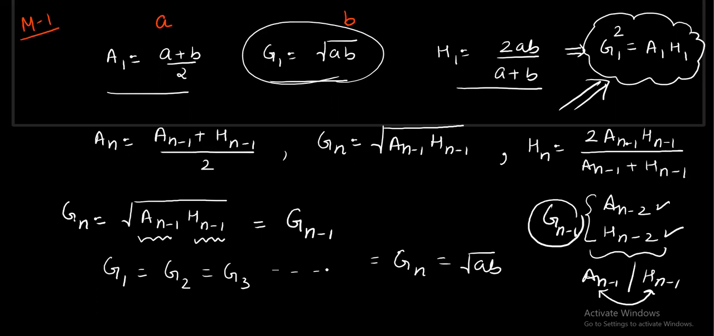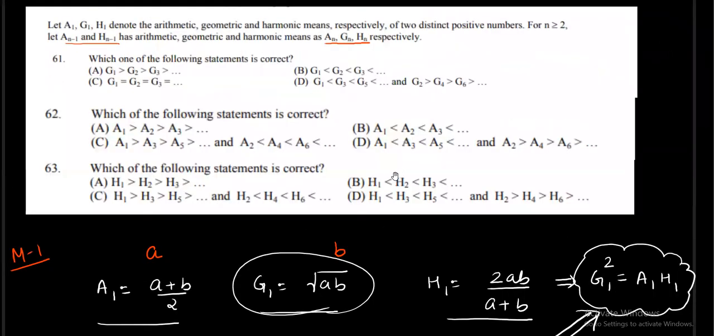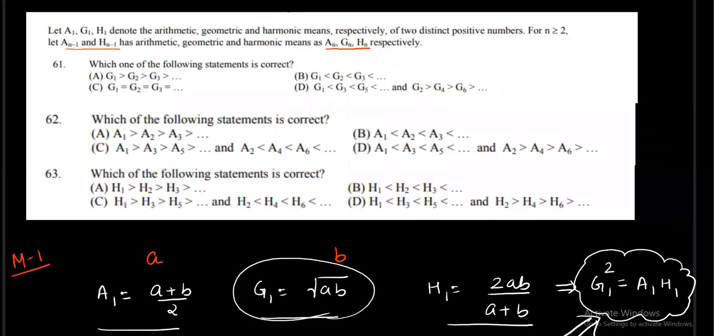So we can go for the first part of the question and select the answer. For this question, the answer turns out to be that all geometric means are equal. So option C is the answer. Now let us go for question number 62.